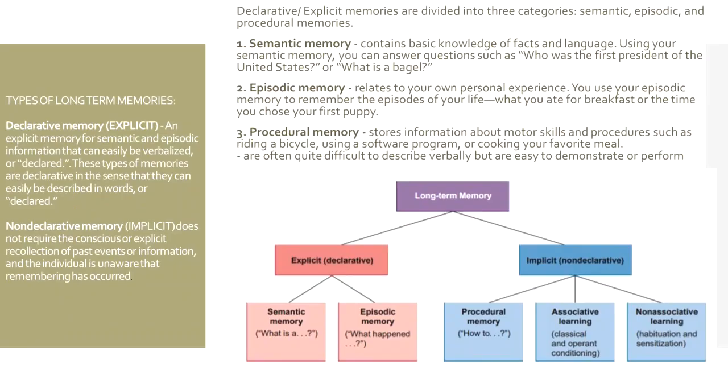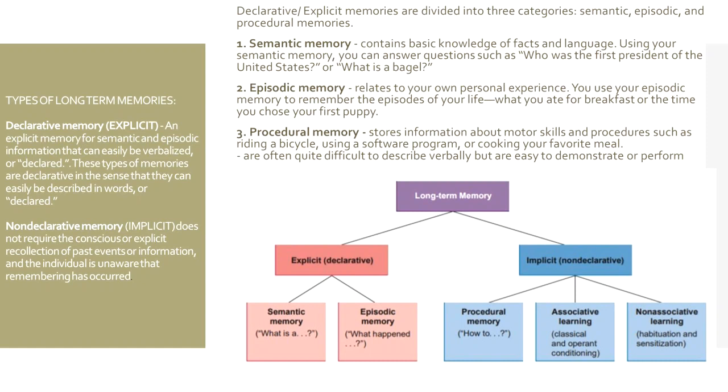Okay, we have types of long-term memories here. We have declarative memory, and we have non-declarative memory. So yung declarative memory, these are explicit, no? An explicit memory for semantic and episodic information can easily be verbalized. Ito yung mga implied na, no? So, or declared already. These types of memories are declarative in the sense that they can easily be described in words or declared. No? So, hindi siya abstract, no? Can easily be declared.